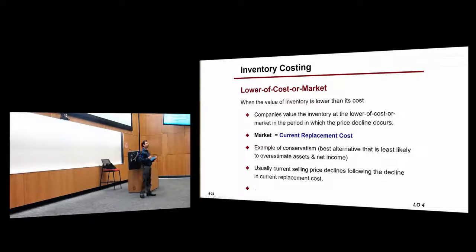So under GAAP, they use what we call LCM, or lower of cost or market. We're not going to go into detail about how to calculate it, because it's a little bit more complicated than what we will cover here. You simply need to understand that when you are told that the company is using lower of cost or market, the company would actually look at which value is less. This is basically to try to be more conservative, in that they don't want to overstate their assets. They don't want to overstate their inventory. Okay?